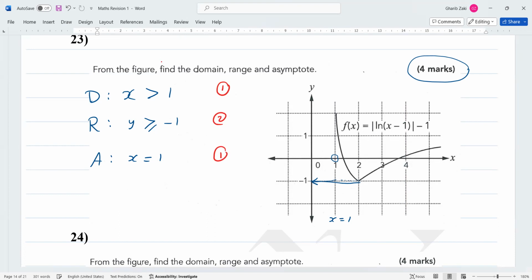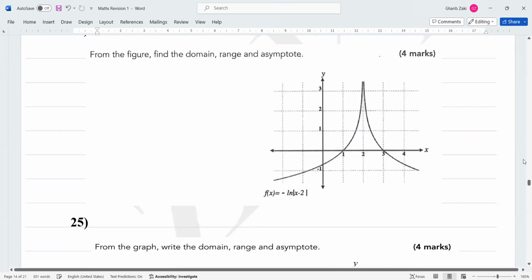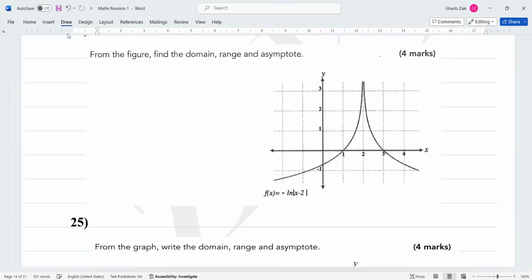Okay? Now, question number 24. We need the domain, the range, and the asymptote. What is the domain? The domain on x-axis, all the values of x except 2. How can we write this? So the domain x belongs to R, but x not equals to 2. Cannot be 2, because x equals 2 is the asymptote in that.